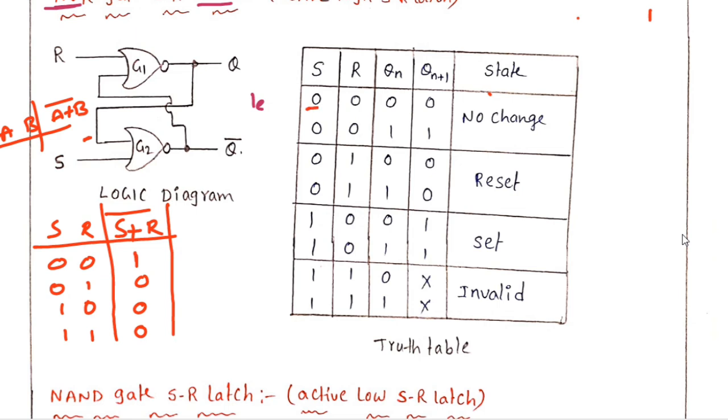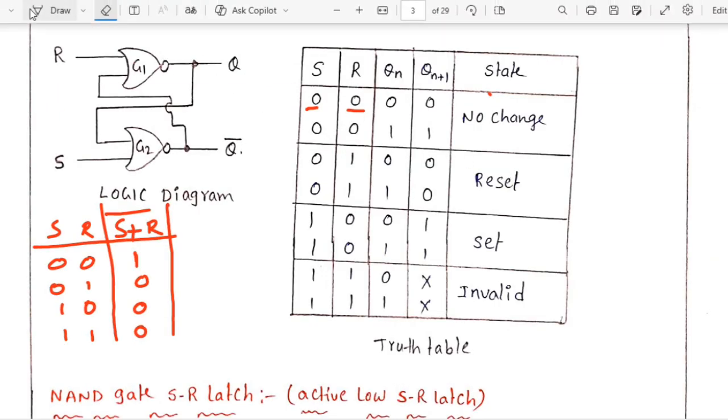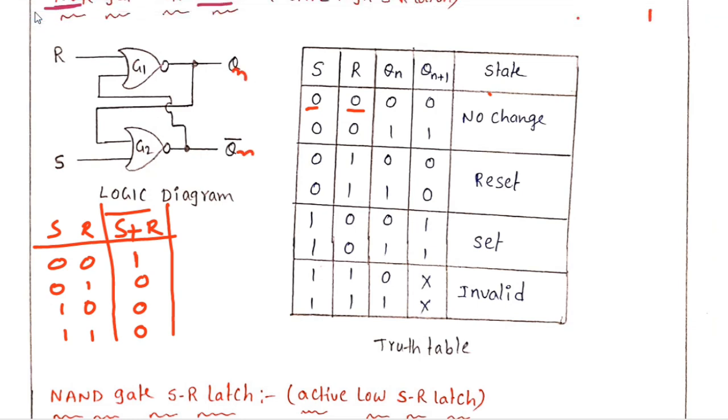Okay, let us discuss here. I am giving first S equal to 0, R equal to 0. So S equal to 0 means I am giving 0 here, R equal to 0, I am giving 0 here. But this NOR gate G1 has only one input. In order to produce the Q1 output, I should know another input of G1, but I don't know this Q bar.